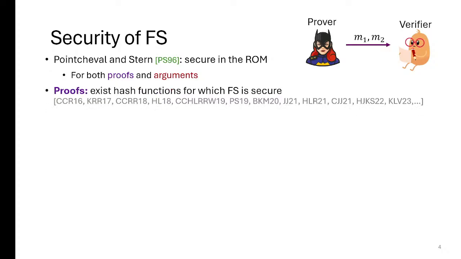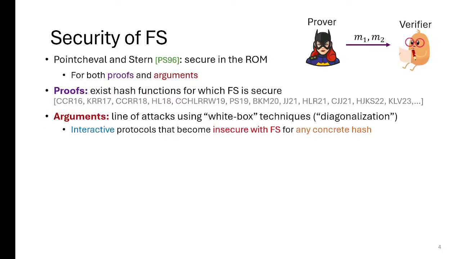So for proofs, Alex talked about this on Monday. Assuming enough crypto, there exist hash functions for which the Fiat-Shamir heuristic is secure, and there's a lot of work on this. There's still ongoing work on this. But pretty much, we believe that the Fiat-Shamir heuristic should be secure for proof systems, so for statistically sound proofs. But for arguments, there's a line of attacks showing white box or diagonalization techniques that break Fiat-Shamir.